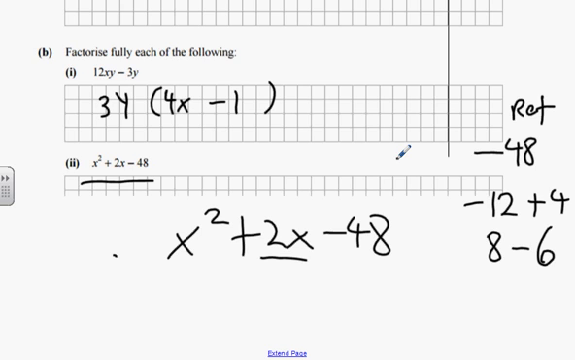Plus 8 minus 6. 8 minus 6 is 2x, and that's what you need. So x plus 8, x minus 6.